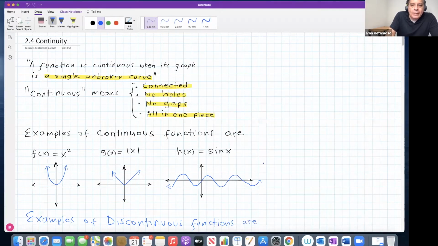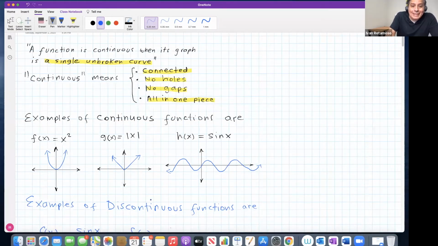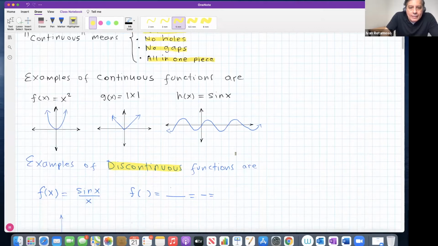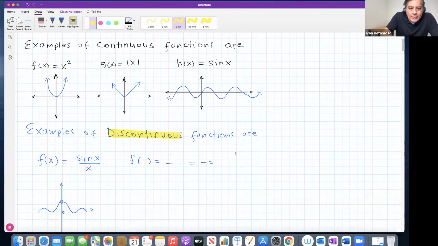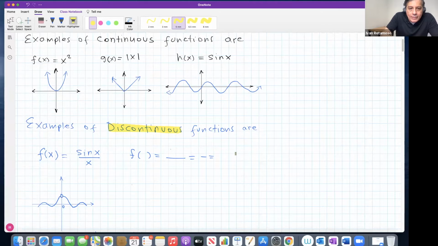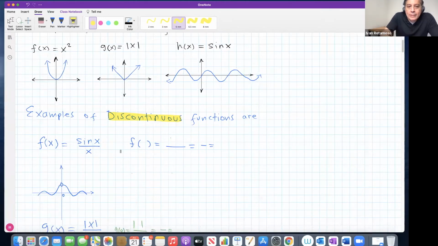So these are continuous functions. But now let me give you examples of functions that are not continuous. Mathematicians call these functions discontinuous functions. The ones that cannot be graphed all in one piece, the ones that are not connected. They come broken in several pieces. I'm going to give you three examples, and they will show the three types of discontinuities that you should consider. The first one is the simplest, f of x equals sine of x over x.